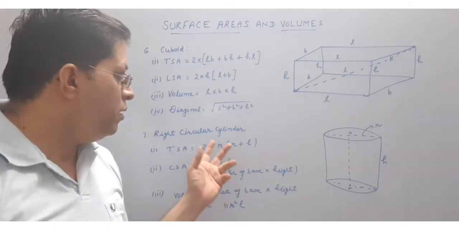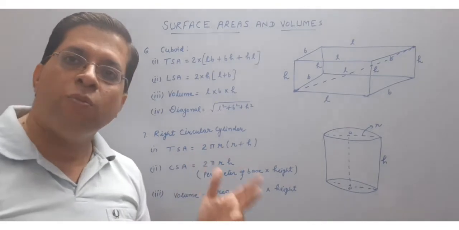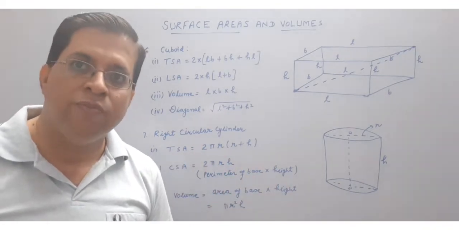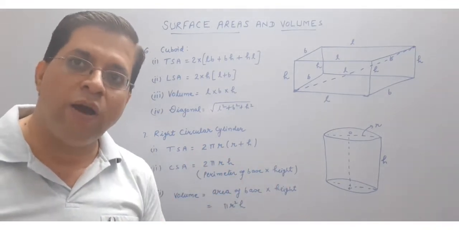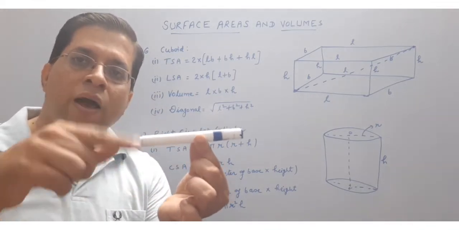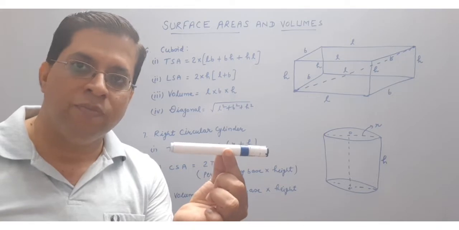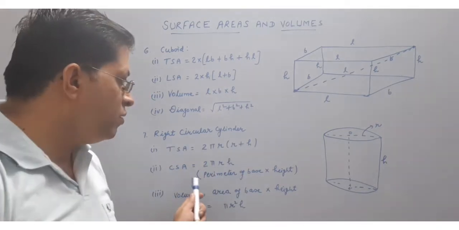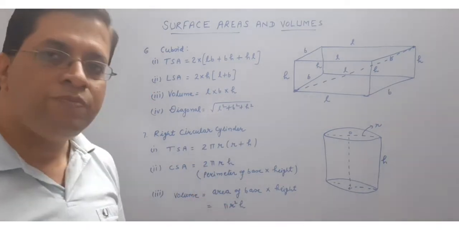Then TSA is 2 pi r in bracket (r plus h). In this one, no lateral side. I am using a different word because here it is a circular thing. I am taking CSA. CSA is 2 pi r h.